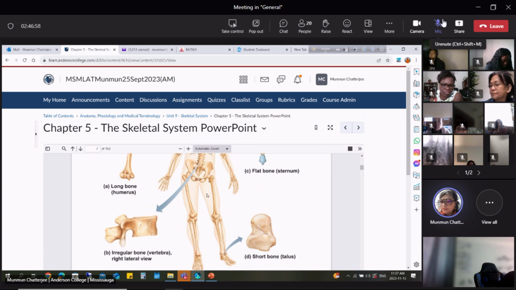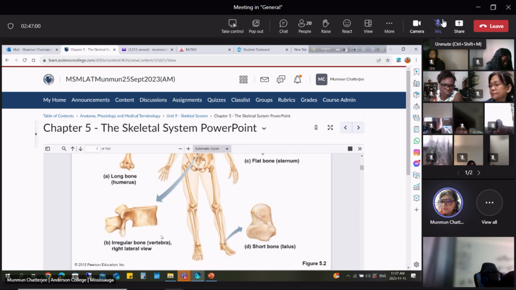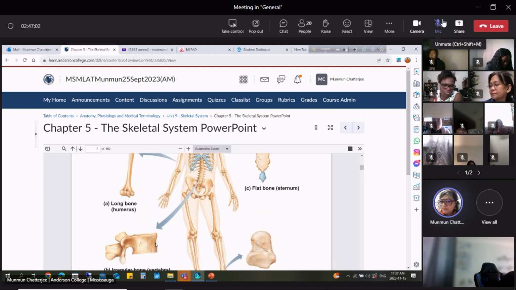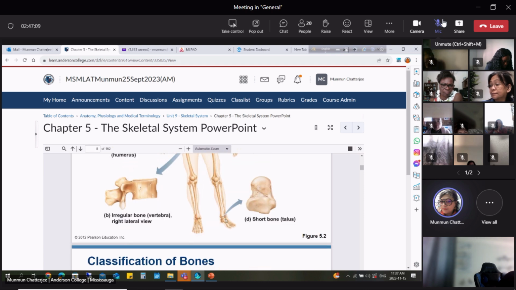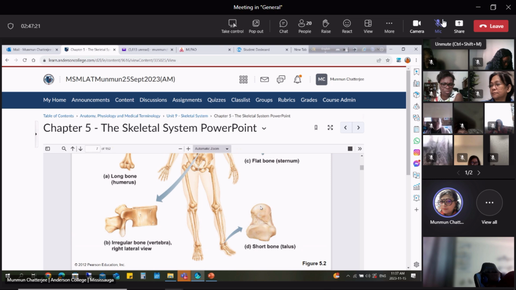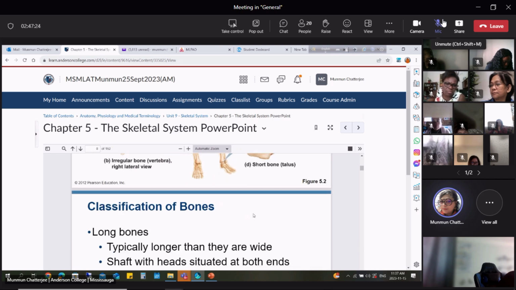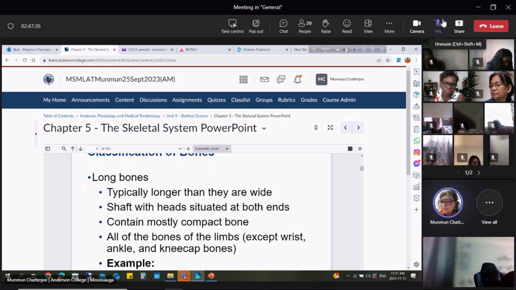These are the irregular bones, like the vertebral column. Vertebra has an irregular shape. Different vertebrae have different shapes. That's why they are called irregular bones. And the small joint bones here are the short bones. So we have four types of bone: long bone, short bone, flat bone, and irregular bones.